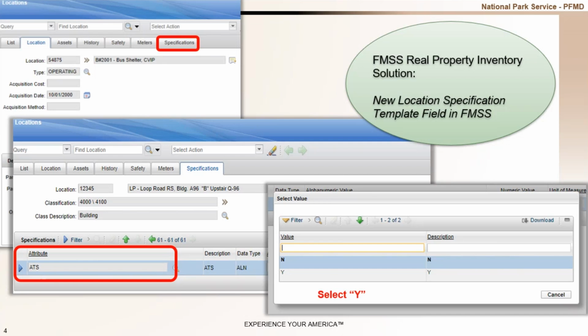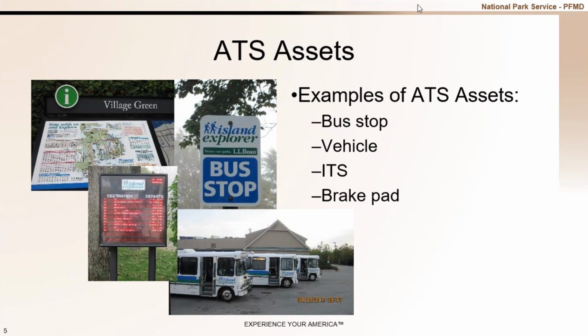ATS assets, signs and maps for bus stops and system info. Okay, so a little more background on what we mean by ATS supporting assets. So for a typical shuttle style system, common examples include the bus stops, the break pads, signs, and ITS that altogether support the transit system itself. And we'll go into more detail and resources on how to review your park's inventory for these assets.